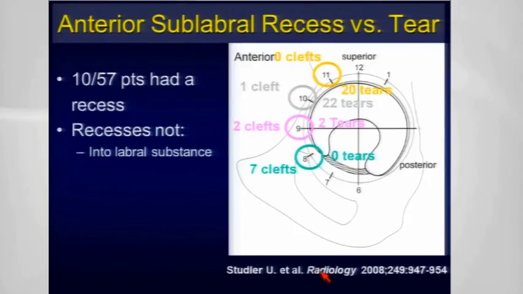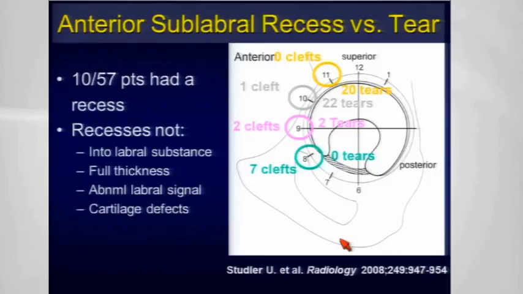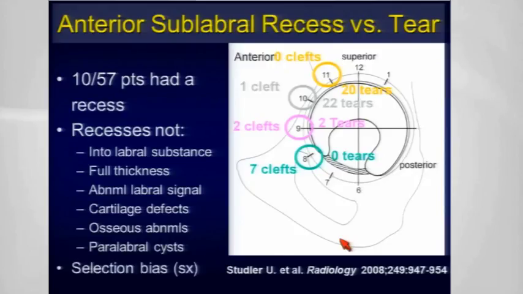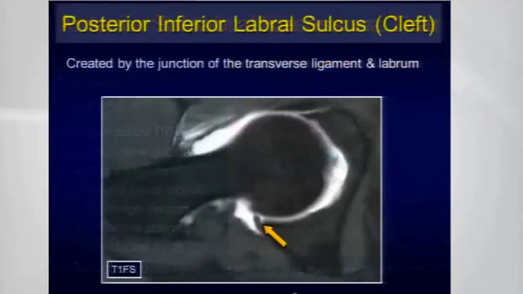They should not have high signal extending into the labral substance. They should not be full thickness, and I kind of use a 50% rule. If it extends greater than 50% across the labrum, that's going to be more indicative of a tear. You should not have abnormal labral signal. You shouldn't have adjacent cartilage defects or bony abnormalities or paralabral cysts. This study, however, did have a selection bias as all these patients were symptomatic.